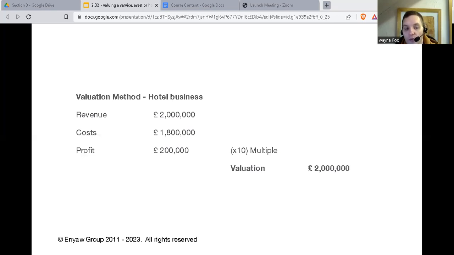Now, the actual multiple varies wildly depending on how well known and secure the hotel operating business is, where the hotel is located, and what the standard of finish in the hotel is. Is it a 2-star property or is it 5-star? So it could be anything from 2 to 3 times profit, right up to 30 times profit. If it's, for example, one of the places in Dubai or Las Vegas, it will be in the higher range.